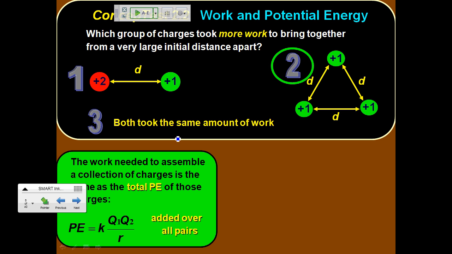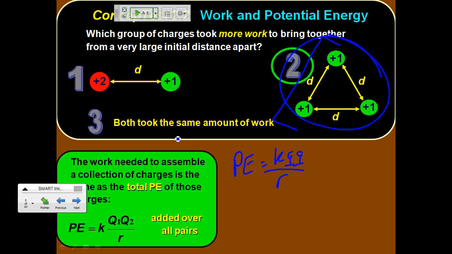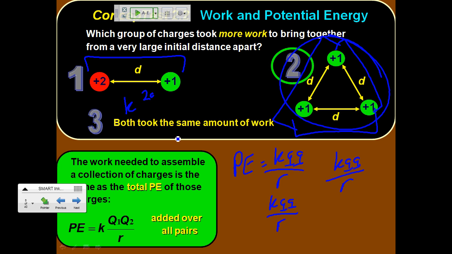This is combining those charges like we did. If you were to combine these three charges, finding the potential energy, you would do kQQ over r for these two, and then similarly kQQ over r for these two, and kQQ over r for these two sets of charges. But if you combine these charges, it's just k2QQ over r. So this assembly requires more work.